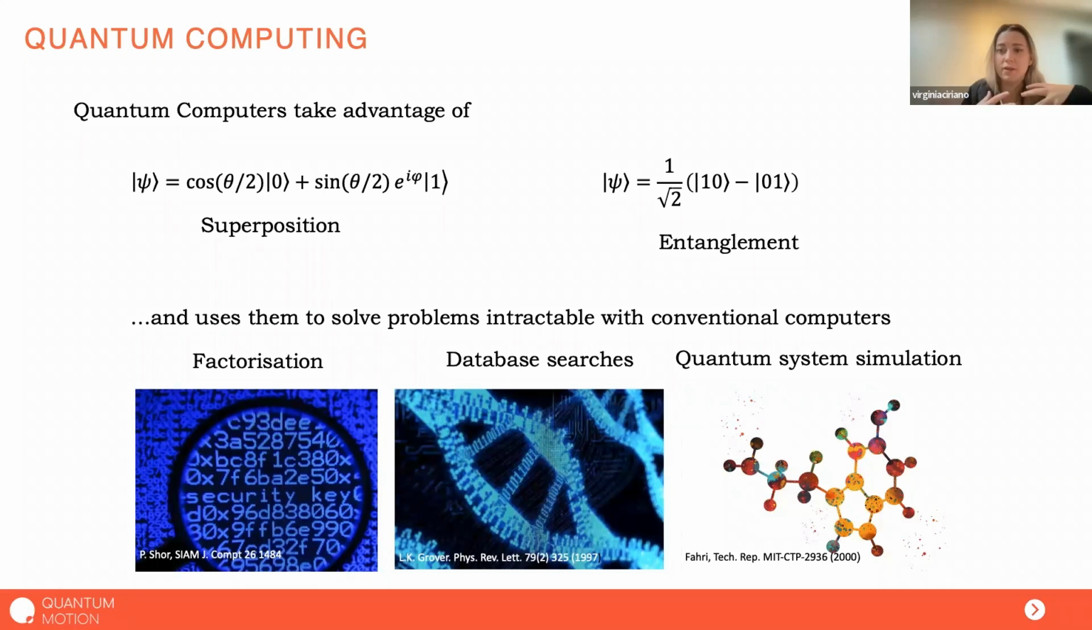So the best way to simulate a quantum system, which is a very difficult task for a normal computer, would be to use another quantum system, like a quantum computer. And this way you could simulate molecules, with big applications in chemistry, drug discovery, etc.